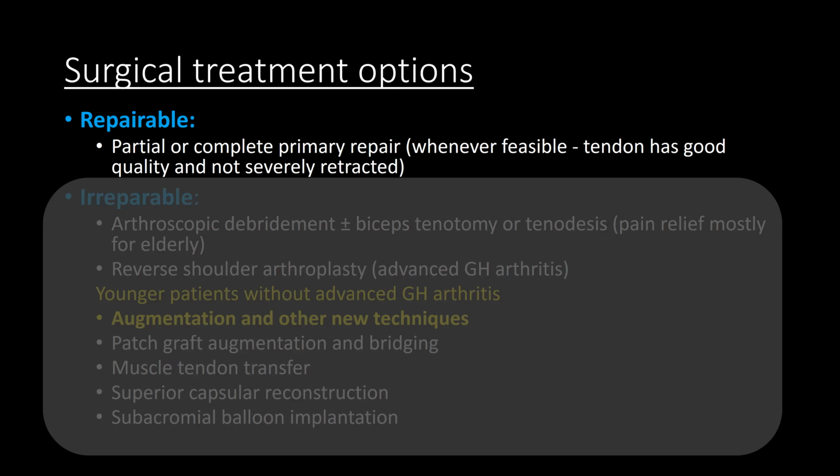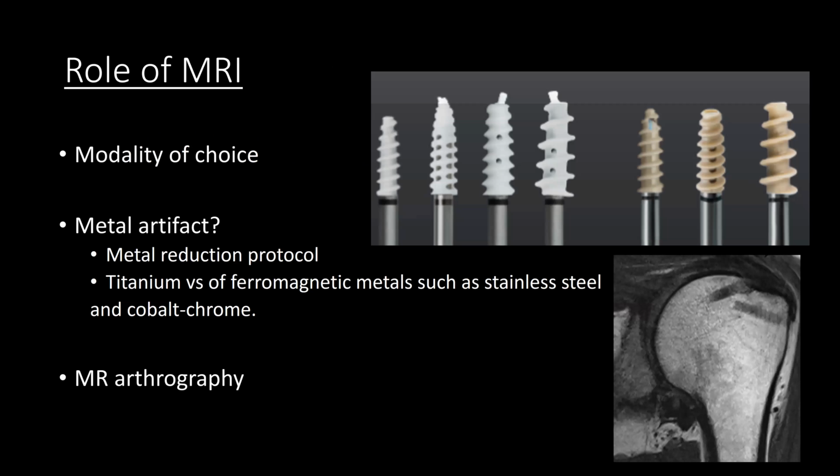In terms of surgical treatment options, there are different surgical treatment options available for symptomatic massive rotator cuff tears. We are going to talk about repairable tears first, and we'll get into the irreparable massive rotator cuff tear repairs later during the talk. So for repairable tendon tears, the idea is that whenever feasible, a complete primary anatomical repair should be performed. So let's talk about primary repair.